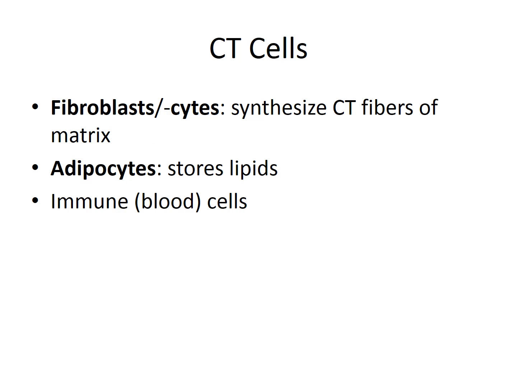Now there are different types of connective tissue cells: fibroblast cells, which synthesize connective tissue fibers, adipocytes, which store lipids, and blood cells. Cells that are mitotically active and secretory generally end in blasts, so fibroblasts, for example. Mature cells end in cytes, like osteocytes or chondrocytes. Osteocytes in bone and chondrocytes in cartilage.